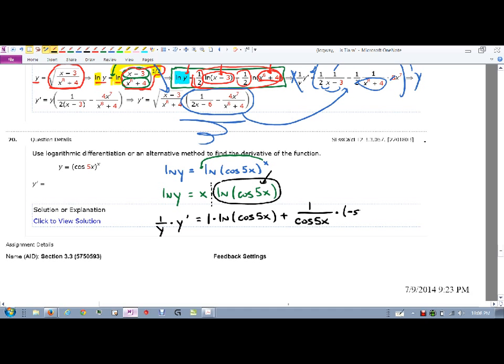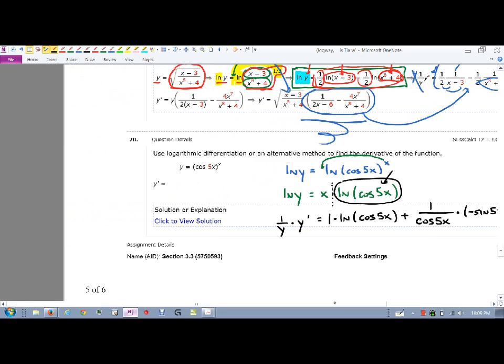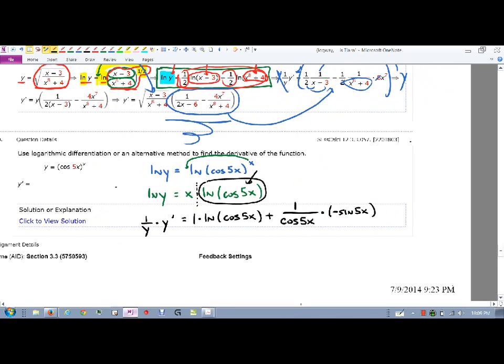What's the derivative of cosine something? Negative sine of that something times the derivative of what was inside the cosine. What's the derivative of 5x? It's 5, so we have a 5 here also. And then finish off the product rule, bring in that x from the beginning. Now, sine 5x over cosine 5x is tangent 5x, and then we had a negative there. So we're looking at natural log of cosine 5x, minus 5x tangent 5x. This equals 1 over y times y prime.